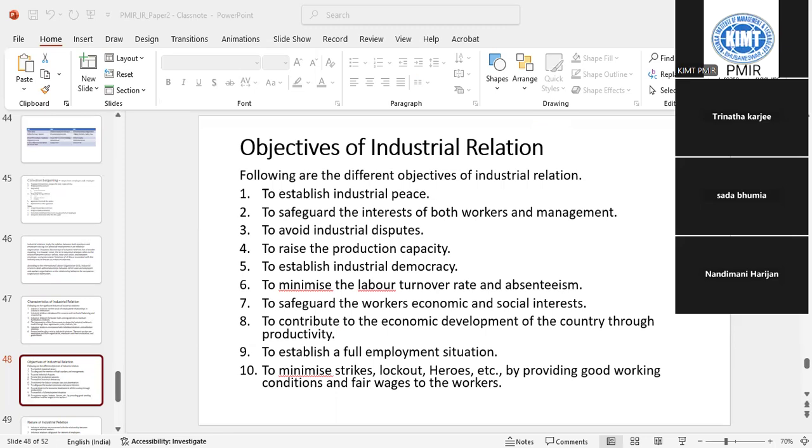Suppose you take the example of any industry, Rourkela Steel Plant. If the productivity of Rourkela Steel Plant is more, then the growth and the revenue of the state, Orissa, is more. And that will contribute to the nation's growth. In that way, it contributes to the economic development of the country through productivity.